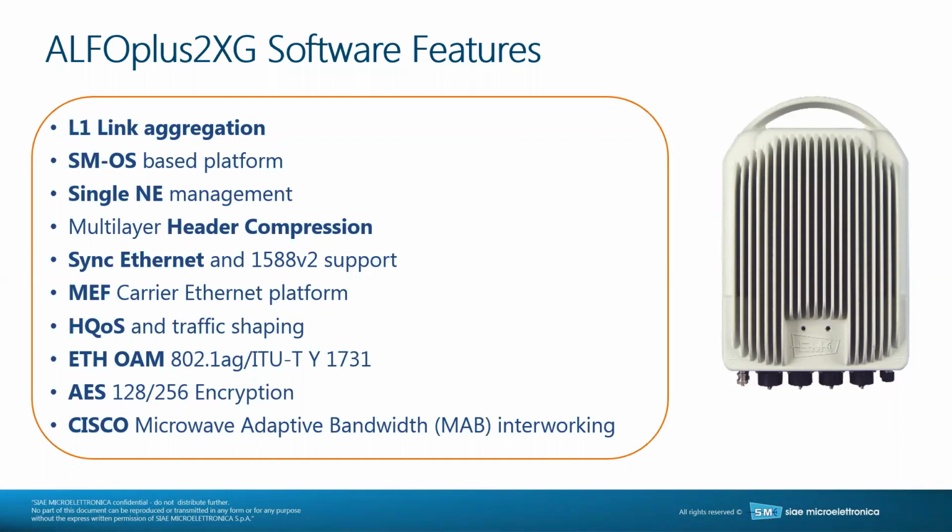Also, multi-layer header compression can be enabled in the radio. So if you get a lot of small packets, maybe voice over IP packets, you can do packet compression and improve the packet performance of the radio. Some of the carrier grade features for mobile operators: SyncE and 1588v2 support, including a transparent boundary clock. It's an MEF certified carrier Ethernet platform. We also do OAM management, hierarchical QoS, and it has the ability to do AES encryption, either 128 or 256 AES.